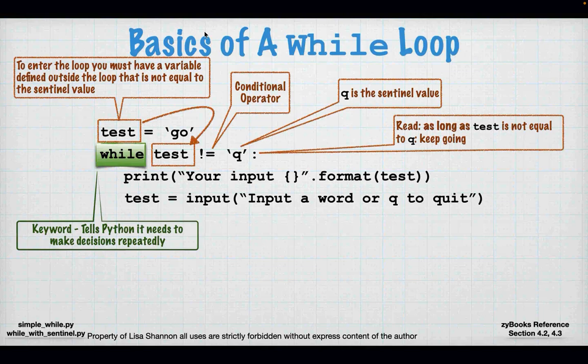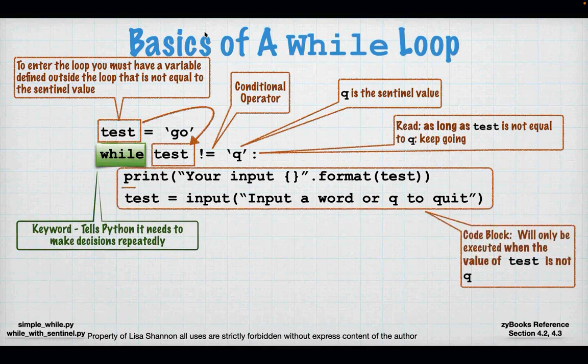So I can read this while loop as: as long as the value of test is not equal to Q, keep going. So if a user puts in anything other than a single lowercase letter Q, the loop is just going to keep going and keep going. The wonderful thing about while loops is you can program them so that they run forever. The bad thing about while loops is you can program them so they can run forever. So you have to be very careful.